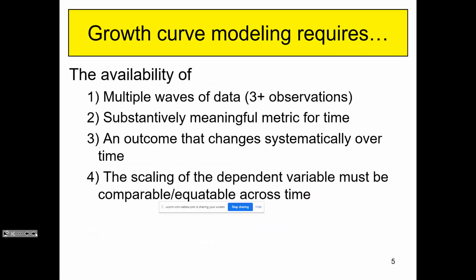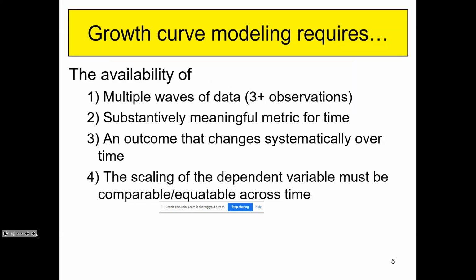Third, we need an outcome that changes systematically across time. It's not very interesting to fit growth models if your outcome does not change across time. And then we need the dependent variable to be scaled in such a way that we can compare it across time. So it could be that we're measuring the same variable across time, and a lot of times when we do studies with adults, we might be giving them the same self-report task or survey across time, and that's fine because it's the same thing across time.